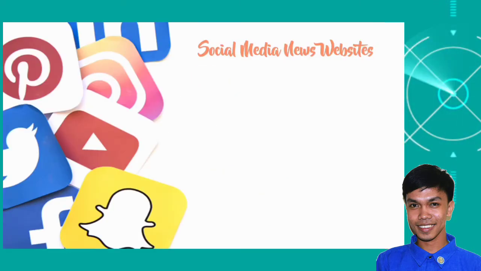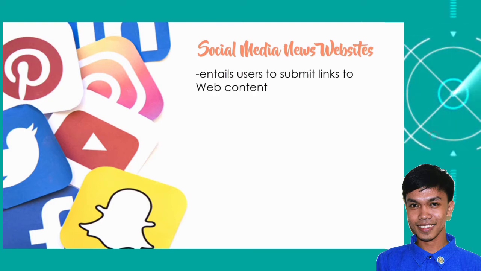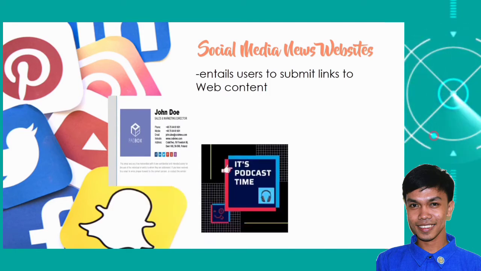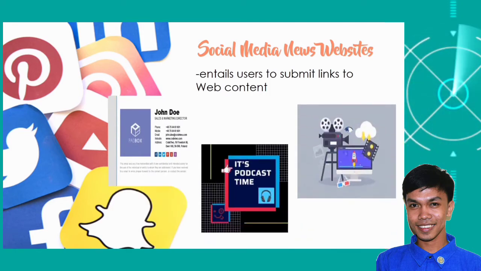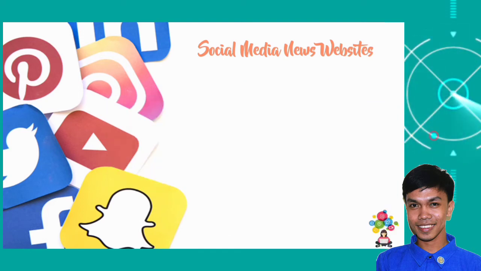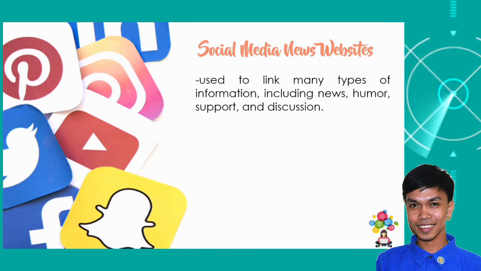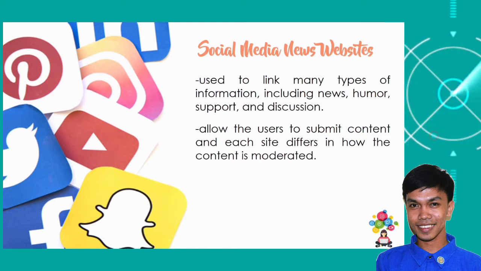The first one is the social media news website. This type of social media entails users submitting links to web content like articles, podcasts, videos, etc. that they find interesting, such as Digg, Reddit, and StumbleUpon. Furthermore, social news sites have been used to link many types of information, including news, humor, support, and discussion. All such websites allow the users to submit content, and each site differs in how the content is moderated.